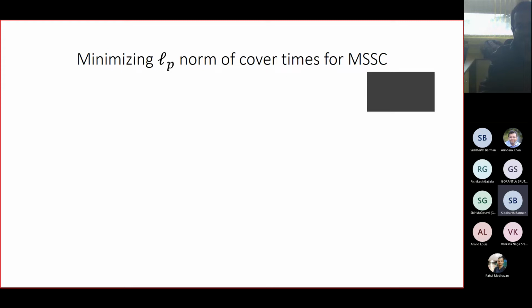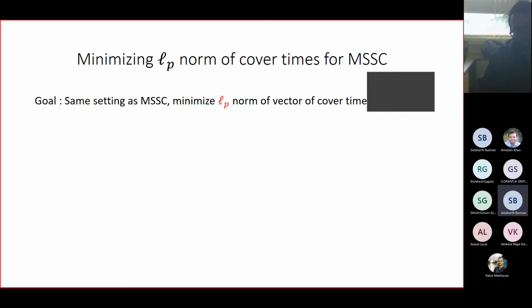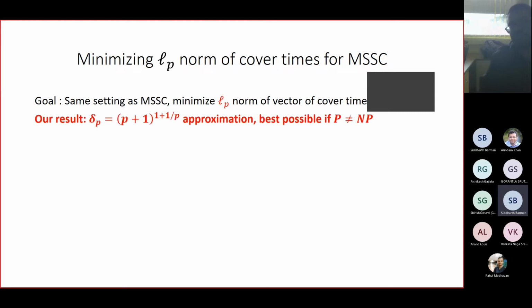So that's it. Yeah, I'll just end with this last thing about the L_p norm of cover times. This is what we motivated at the very beginning. This is the same setting as Wilson set cover, but now you want to minimize the L_p norm of cover times. If p is equal to 1, then that's Wilson set cover. If p is infinity, that is set cover, which is a classic thing from approximation algorithms.